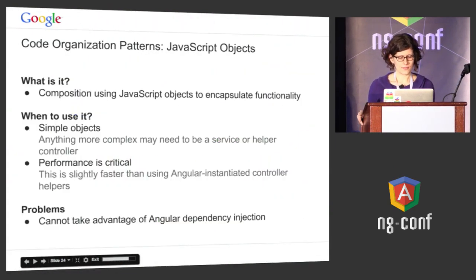The next way for code reuse is composition with JavaScript objects. This is just moving functionality into JavaScript objects and using them on your controller. This works well with simple objects. Anything that's too complex and might need a service or something that's Angular controlled, like a filter, et cetera, won't work with this. But this also is good when performance is critical. For example, in some of our pages, when we have hundreds of items, we found this to be faster than using Angular for instantiation. But of course, the problem with this is that you can't use any Angular dependency injection.